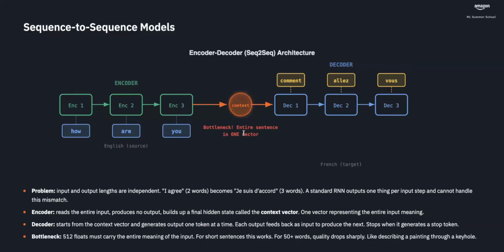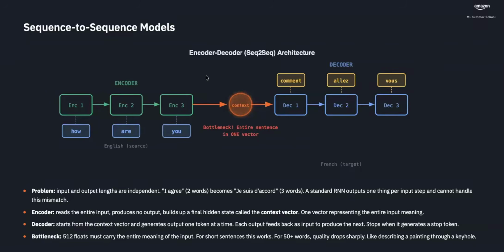But here is the problem, and it is a serious one. See that orange circle in the middle? That is one vector, and it may be of 512 numbers, and it has to carry the entire meaning of the input sentence across from the encoder to the decoder. For something short like "I agree", that works fine. But imagine a 50-word paragraph. You are asking 512 floating point numbers to hold all the vocabulary, all the grammar, all the relationships between words, and in the right way for the decoder to reconstruct it faithfully on the other side.